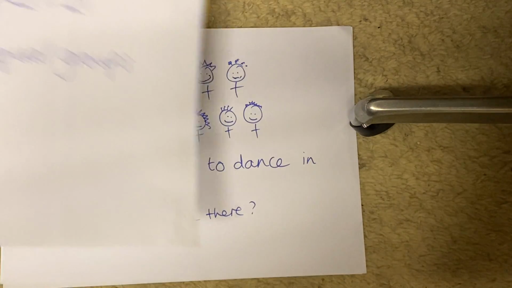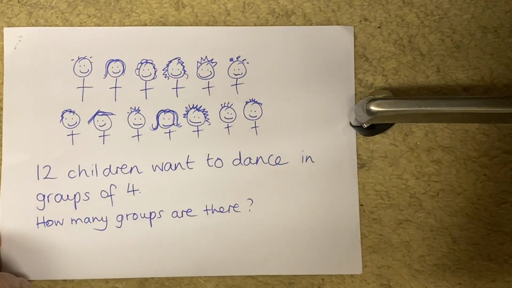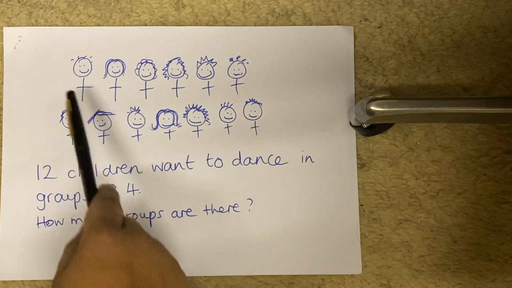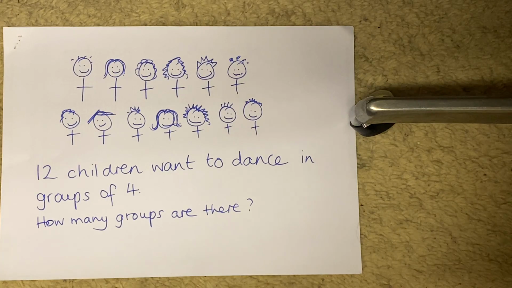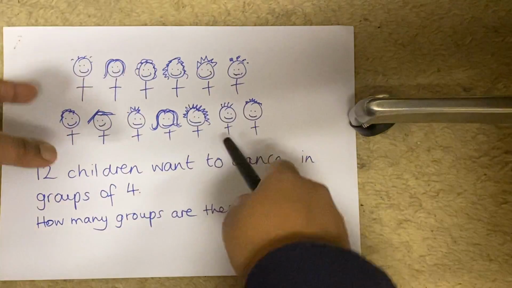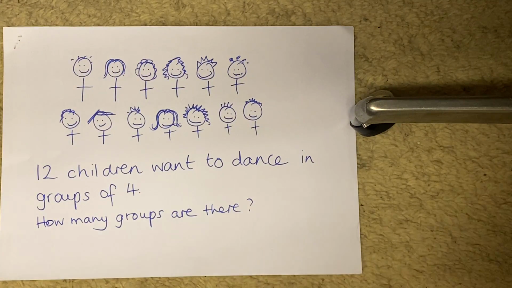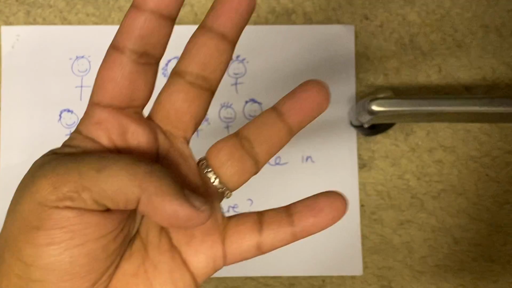Okay. Now, do you like my picture? There are 12 children. These 12 children want to dance in groups of 4. How many groups are there? So I've got my 12 children here and I need to put them in groups of 4. That means not 4 groups, but in one group I need 4 children.